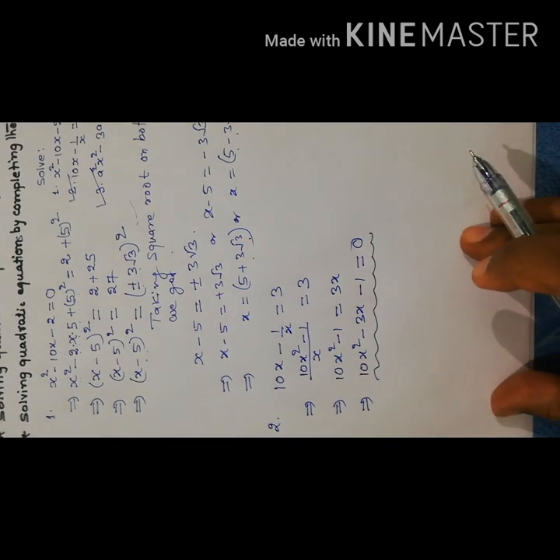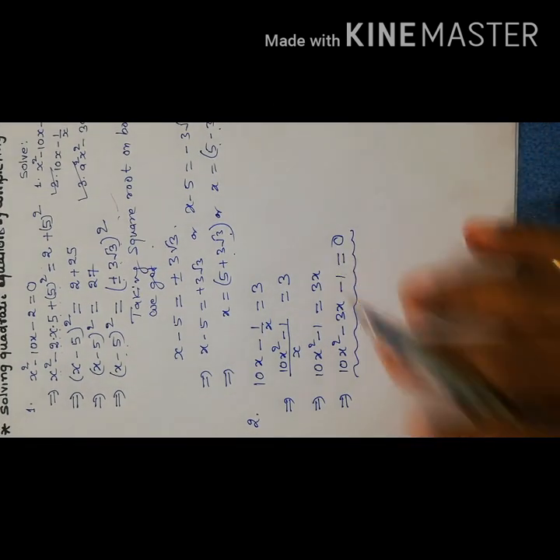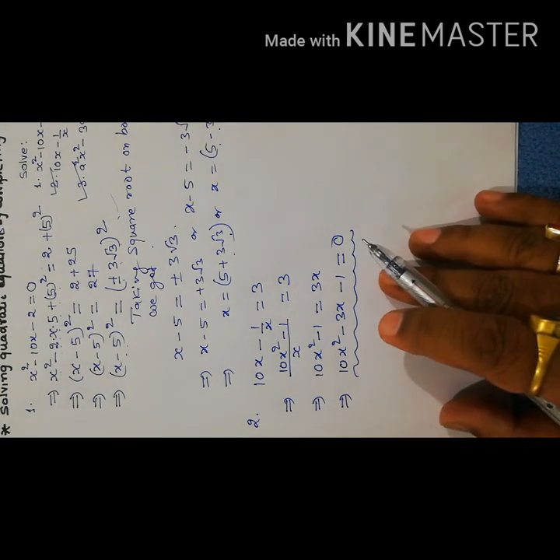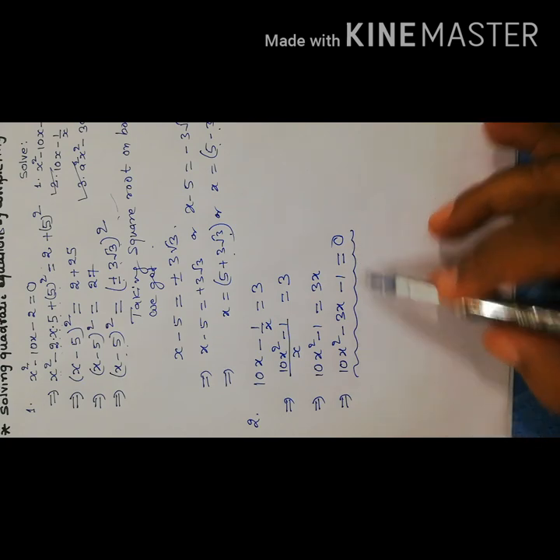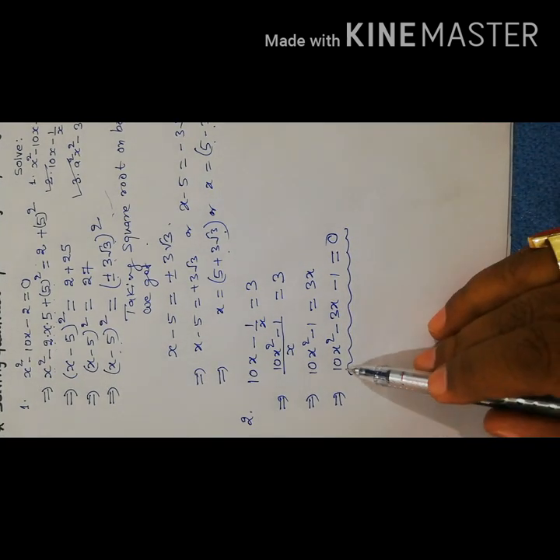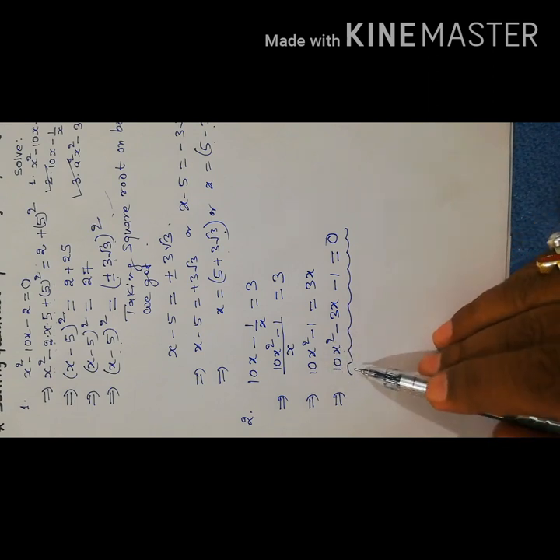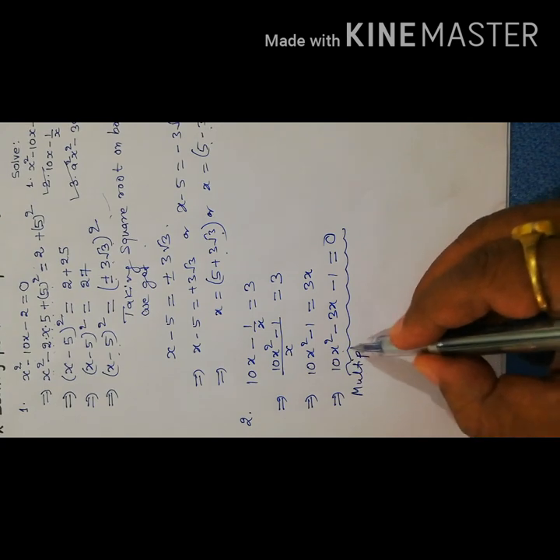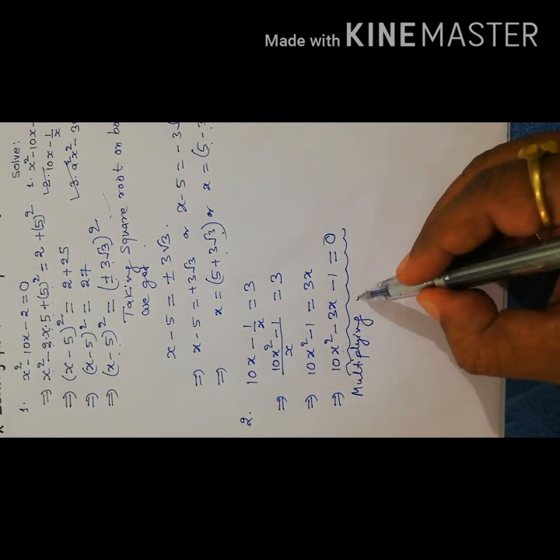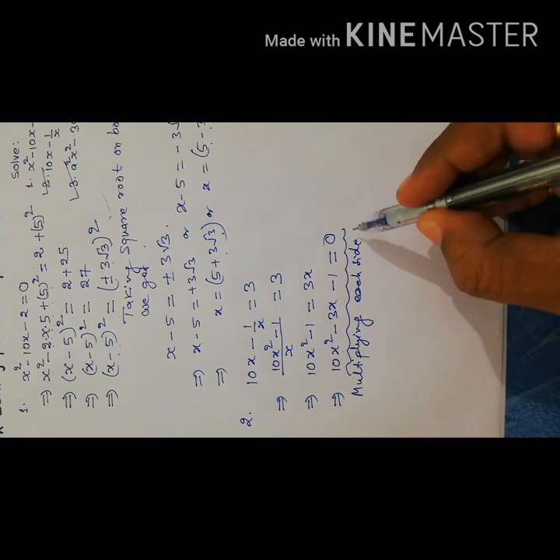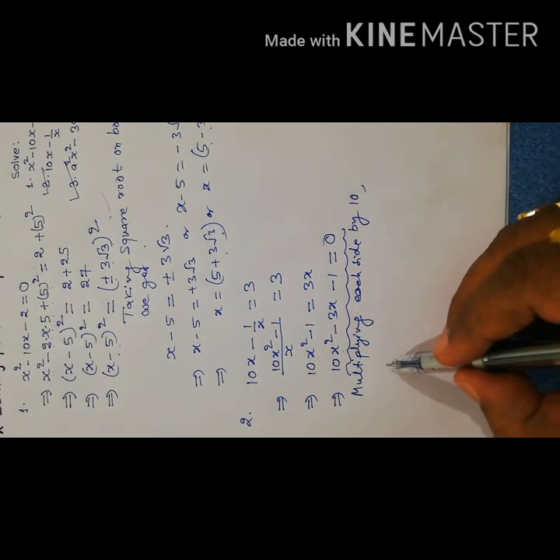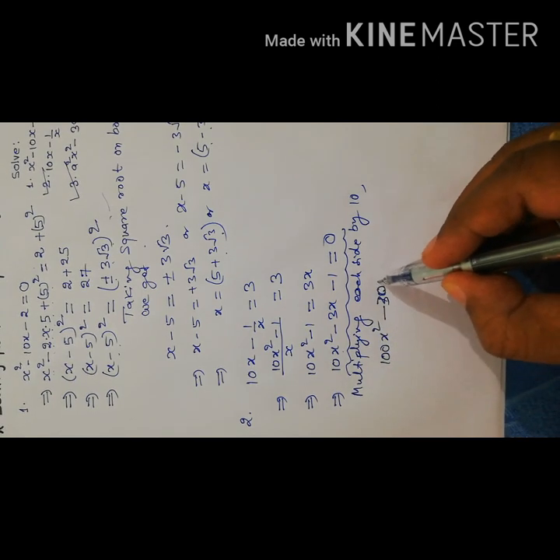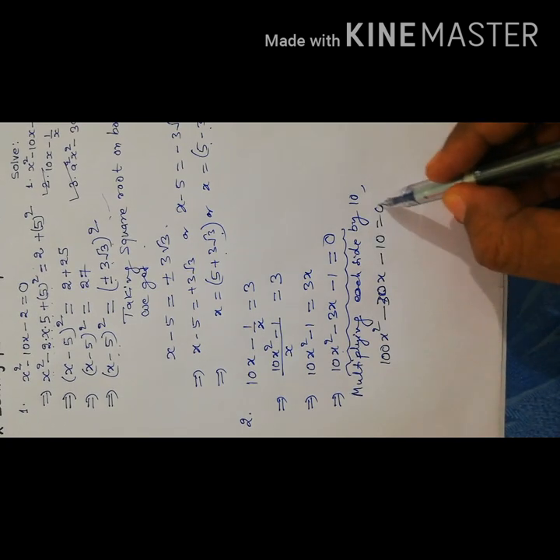So by completing the square, how will you change this one into a square form? To change this equation into a square form, first of all, you multiply both sides by 10. Why? Because 5x square cannot be changed into a square form. So if we multiply each side by 10, what are we getting? 50x square minus 30x minus 10 is equal to 0.